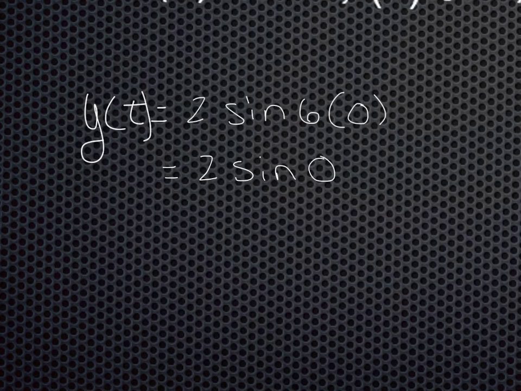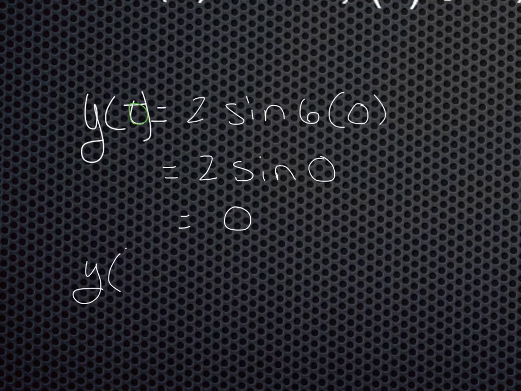And what's the sine of 0 radians? It's 0. So we're going to have 2 times 0. So our answer is 0 here.